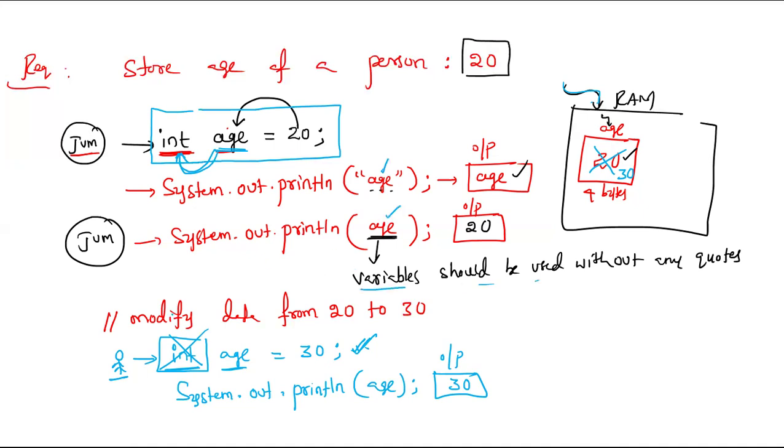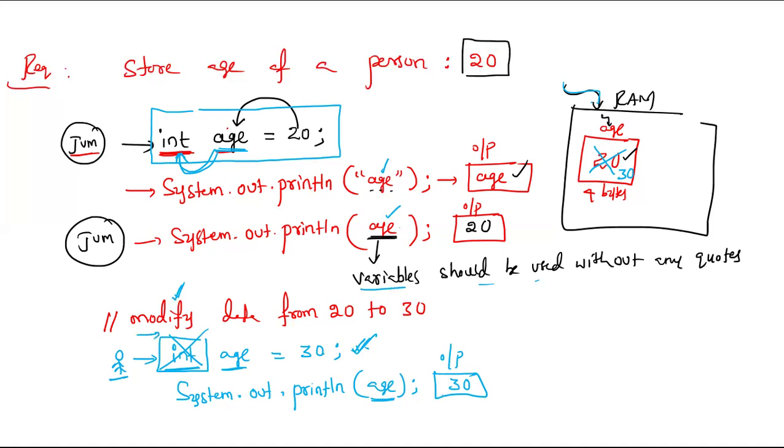Then is it possible to modify? Yes. Then can we use the data type once again? No, because it's already declared. Only use the existing variable name and assign a new value. That's what we call a modification. And after modification, whenever we try to retrieve, we are going to get the updated value only. We are never going to get the previous value, which is gone. Before this line, the age value will be 20, but after this line, the age value is going to be 30.